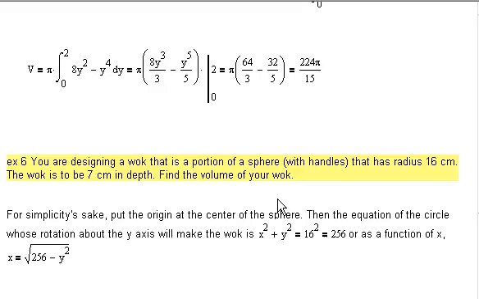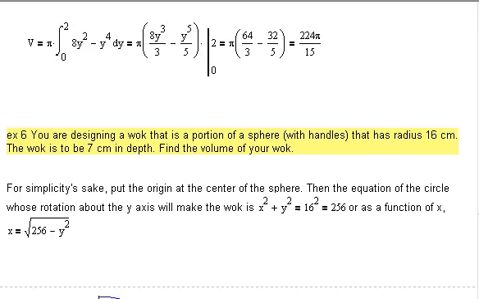This is an interesting manufacturing or maybe mechanical engineering type problem. You're designing a wok that's a portion of a sphere, only it has handles on it, but we won't count those. It has a radius of 16 centimeters. That's the radius of the sphere. And the wok is only to be 7 centimeters deep. Find the volume of your wok. So in other words, we want to find the volume of some bottom piece of a sphere.